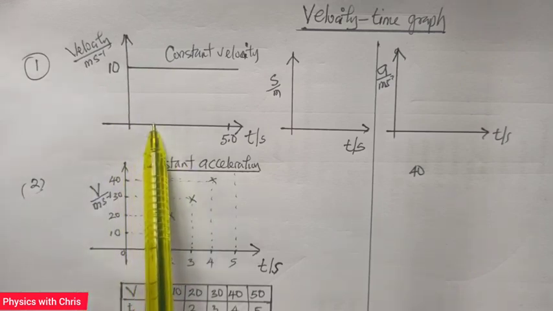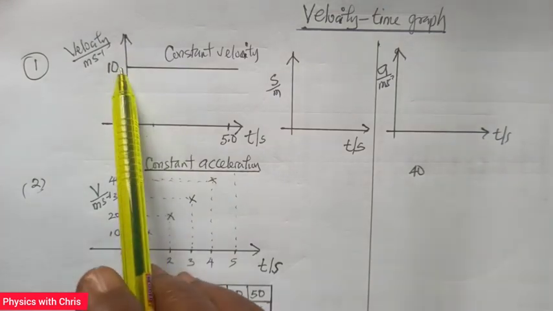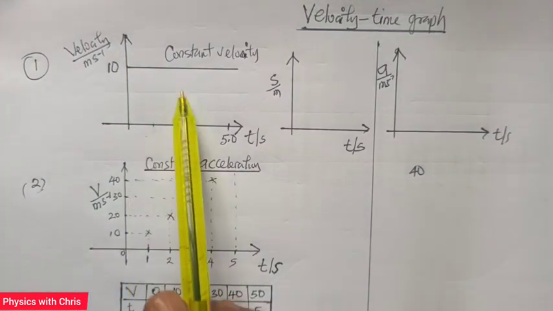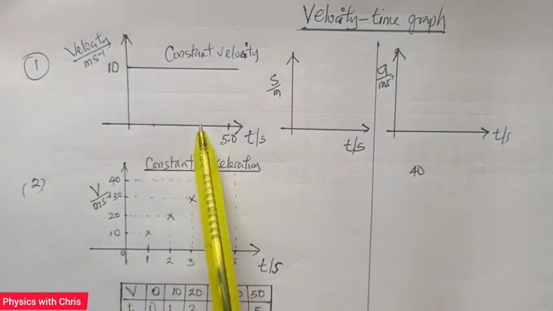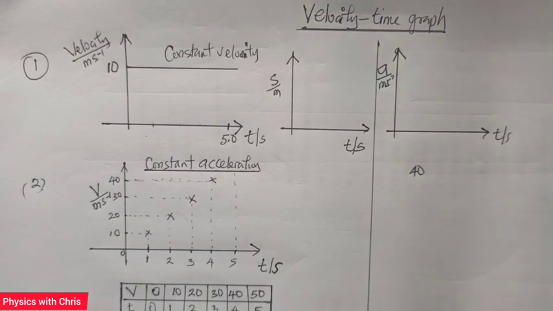After 1 second, let's say around here, if you trace it to the graph, it's still at 10, the speed is 10. After 2 seconds, velocity remains 10. After 3 seconds or 4 seconds, velocity remains 10. And after 5 seconds, it's 10. Which means for 5 seconds, this body has been moving with a constant velocity of 10 meters per second.